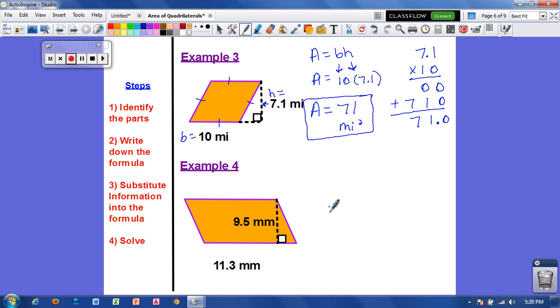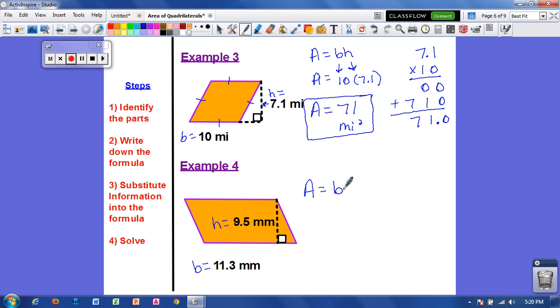Alright, example 4. We've got a parallelogram. So we've got a base of 11.3, and then we've got this height of 9.5, because we see this height right here, and this is on the inside. Notice that this height is perpendicular to the base, just like you saw up here in example 3, height's perpendicular to the base.